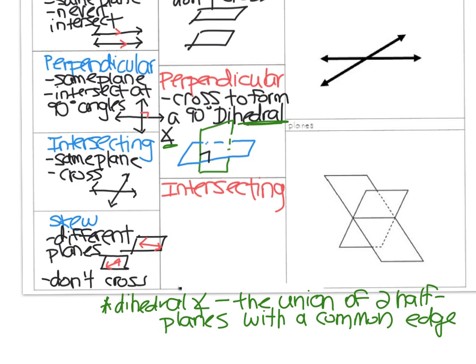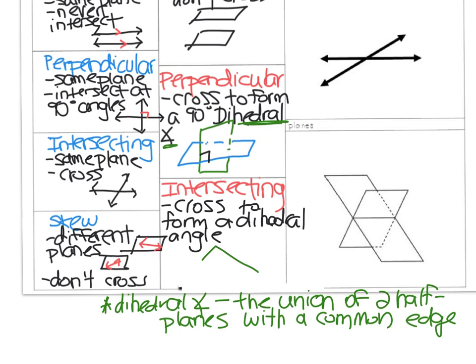Finally, we have intersecting planes. Intersecting planes cross to form a dihedral angle. Again, I'll do my best. In this case, they're not perpendicular, but that doesn't mean it makes it much easier to draw. And my other plane crossing behind, so a dashed line, and then crossing in front.